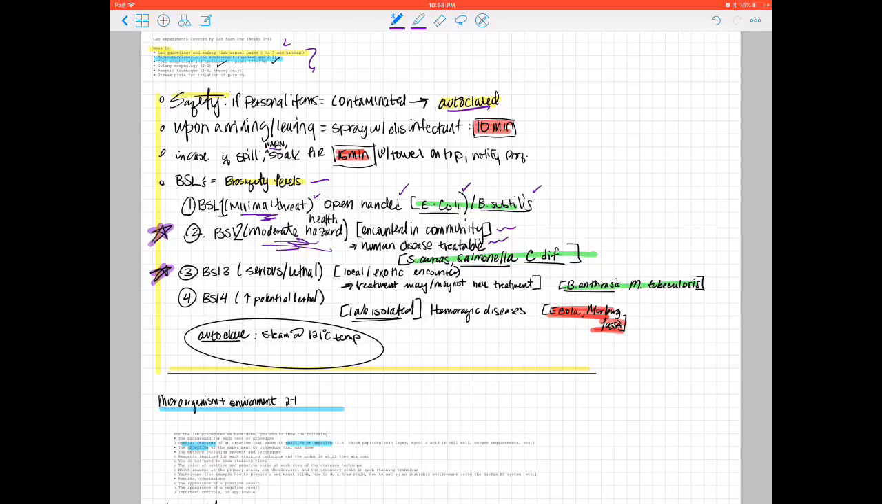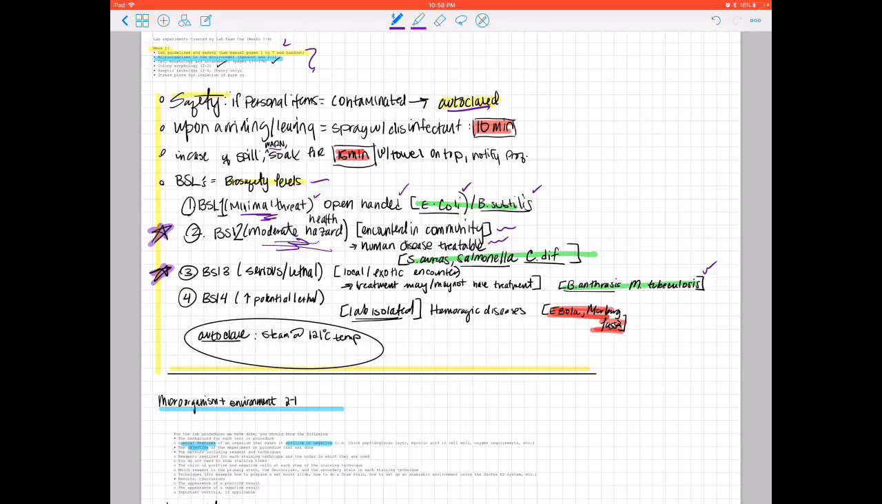Then you have BSL 3, which is serious or lethal. These are locally and exotically encountered. And so the treatment, we may or may not have a treatment for this. For example, with tuberculosis, we do have a treatment. It's a very long treatment, but we do have a treatment for it.